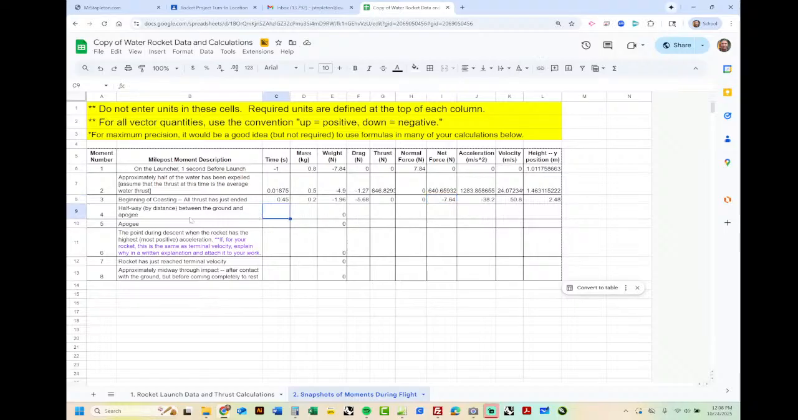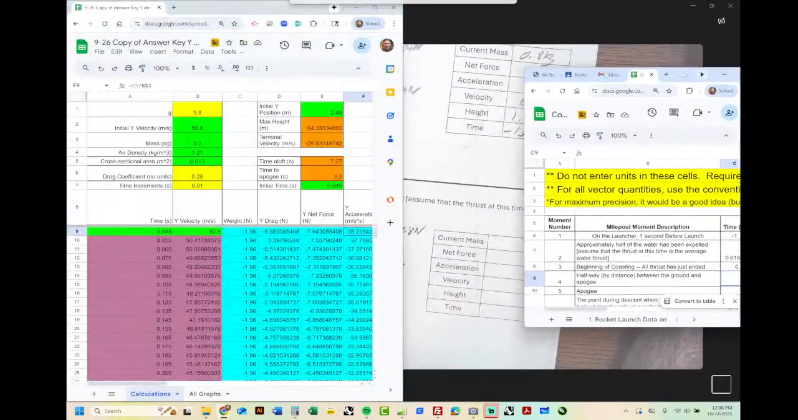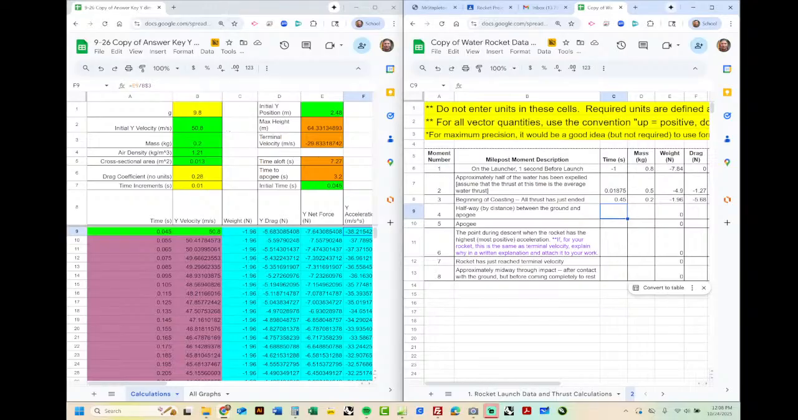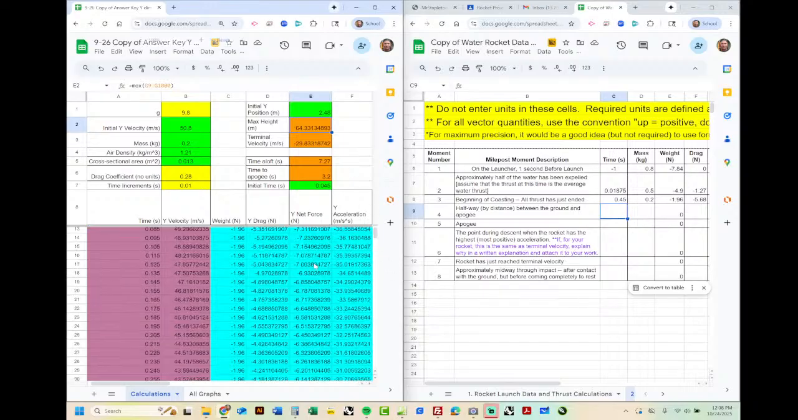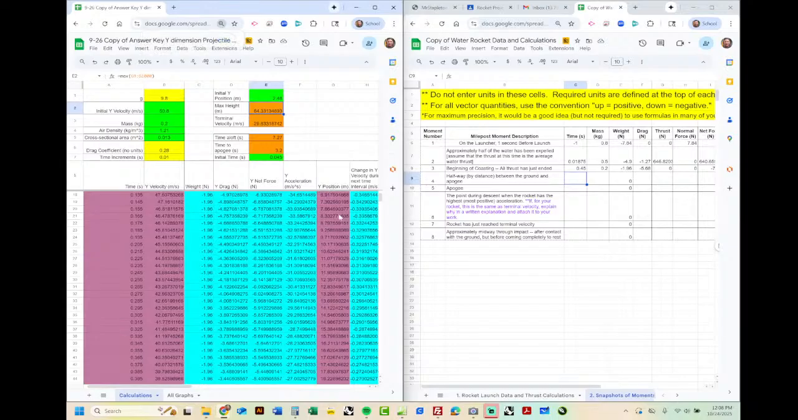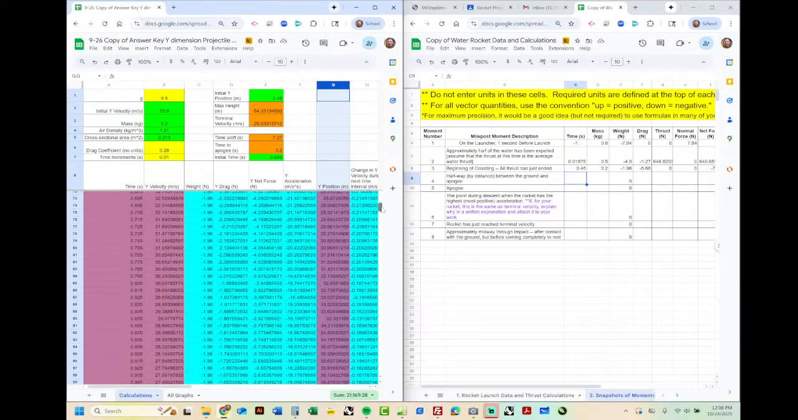Now, the next part, halfway by distance between the ground and the apogee. Got to do a little calculation here, or a little thinking. Let me move this back over. So I'm going to the trajectory spreadsheet. It says that apogee is 64 meters. So half of apogee is going to be about 32 meters. Approximate is just fine. So I'm going to zoom out a little bit so I can see Y position, this column right here, column G. I'm going to go down until I get to 32 meters.